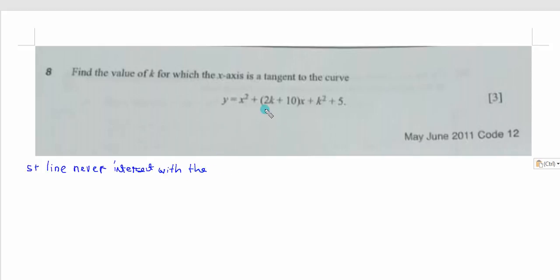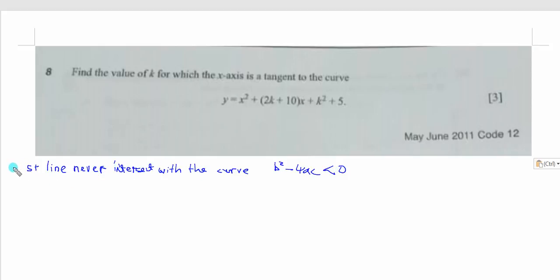Okay, now in this case it's a quadratic function. So for these cases, the b square minus 4ac is less than 0.